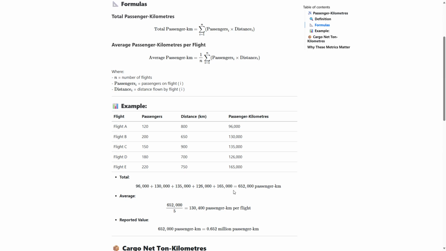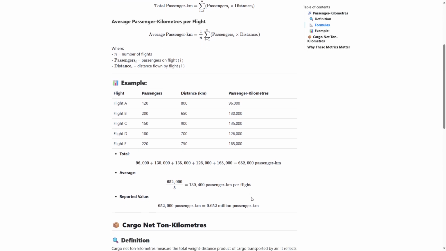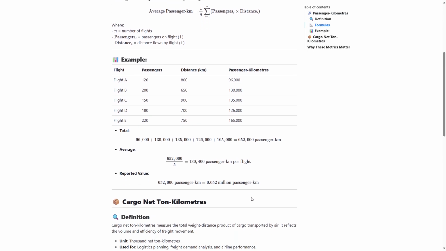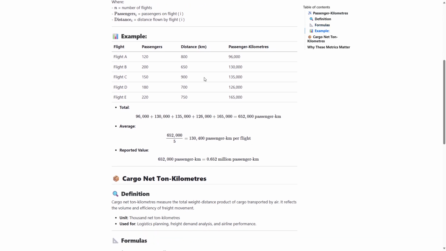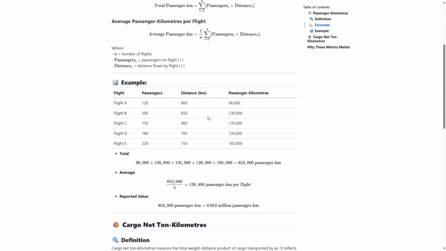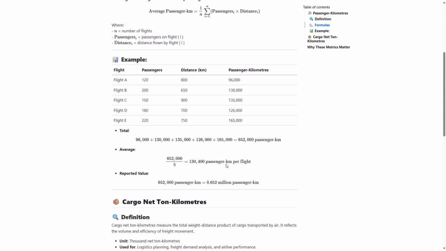652,000 passenger kilometers. Since there were 5 flights, divide this by 5, and the average will be 130,400 passenger kilometers. The unit we are using here is million passenger kilometers, so you turn this into millions. That means you divide it by 1,000. So the number you will see is 0.65 million passenger kilometers.